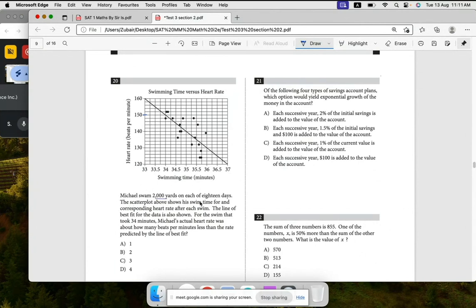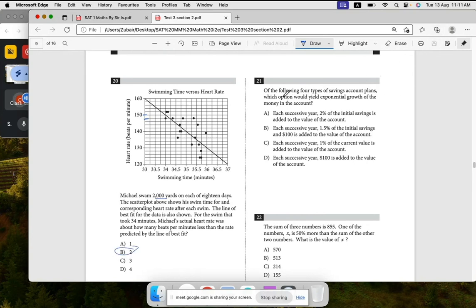It's just asking the difference between the dot at 34 minutes and the line at 34 minutes. So 1, 2, 3, 4, 5, 6, 7, 8, 9, 10. So this was 148 and 150. So yes, two.